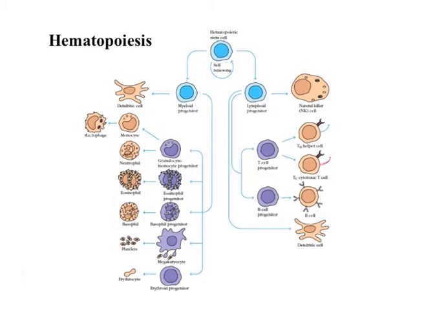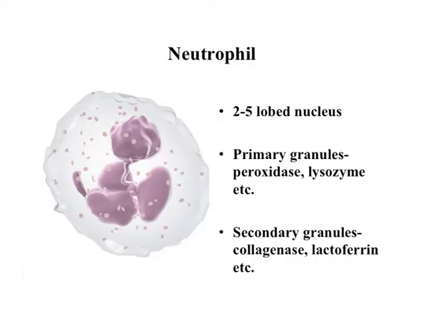And all the white blood cells take part in immune response. All the granulocytes are also involved in immune response. The granulocytes are also called polymorphonuclear leukocytes because their nucleus is irregular shaped and divided into 2 to 5 lobes.